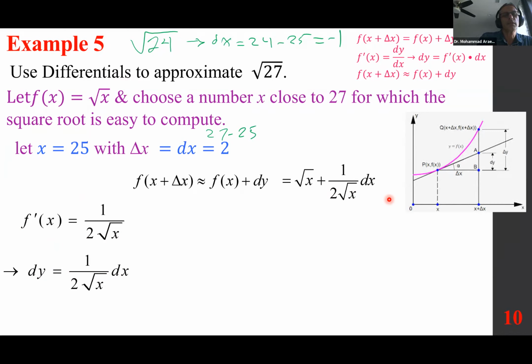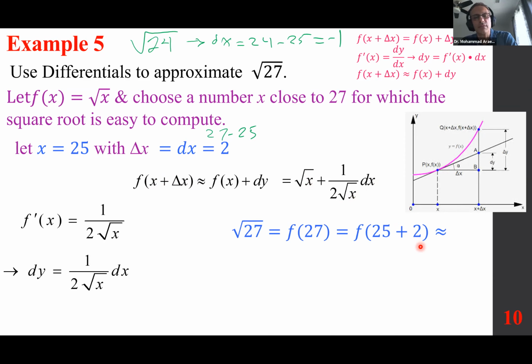We want square root of 27, which means f of 27, which means f of 25 plus 2. That's what we are looking for, which means replace the x with 25 and dx with 2. That's the meaning of it. So square root of 27, which is f of 27, is f of 25 plus 2.